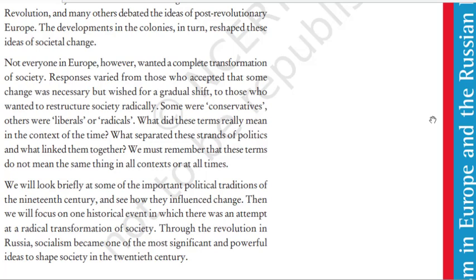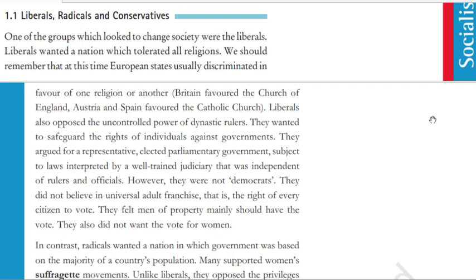We must remember that these terms do not mean the same thing in all contexts or at all times. We will look briefly at some of the important political traditions of the 19th century and see how they influenced change. Then we will focus on one historical event in which there was an attempt at a radical transformation of society. Through the revolution in Russia, socialism became one of the most significant and powerful ideas to shape society in the 20th century. 1.1 Liberals, radicals and conservatives.